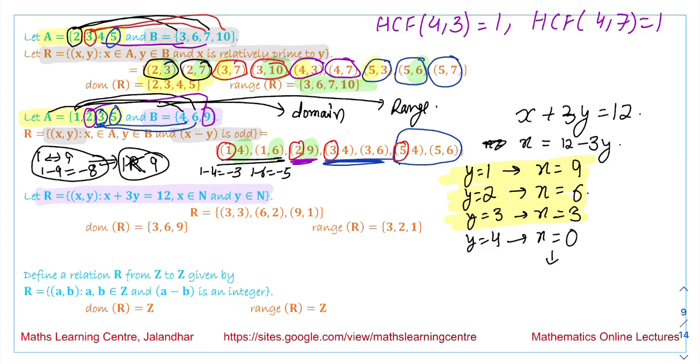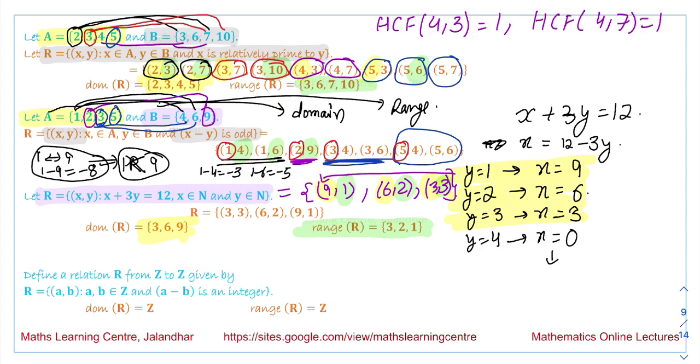So this relation has the elements (x, y) = (9, 1), (6, 2) and (3, 3). So this relation has 3 elements. The domain of this relation will be 9, 6, 3, so write 3, 6, 9. The ordering of these numbers in the set is immaterial, but the ordering of the numbers in an ordered pair is important. So the range of R is 3, 2 and 1, or you can write it as 1, 2 and 3.